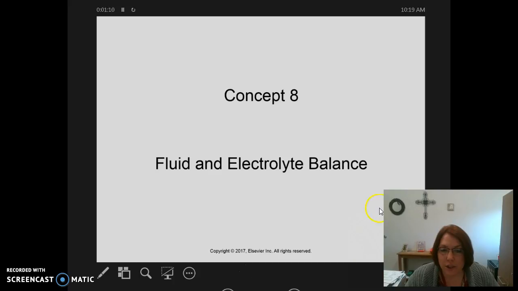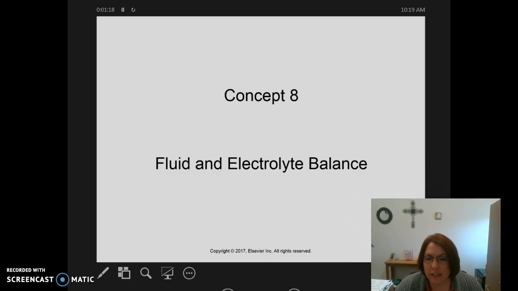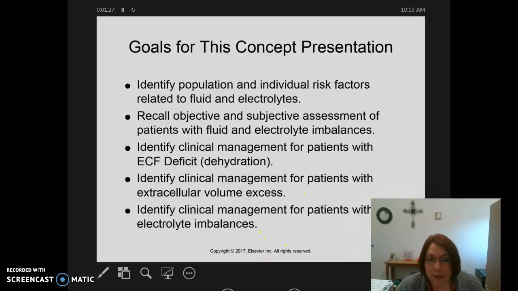And when you get into the pediatric book, I think I say it on your handout, skim these pages and really look at the differences. There's going to be a lot of similarities and there's going to be some subtle differences with children in fluid and electrolyte imbalance.